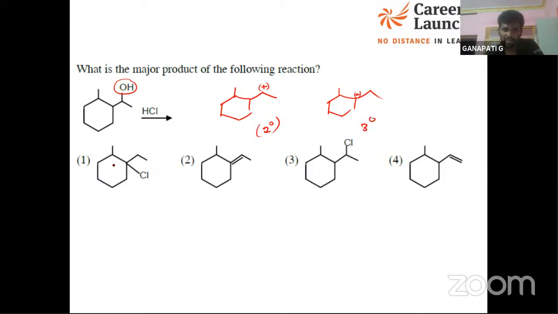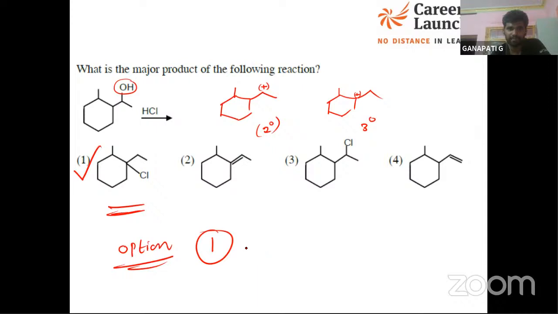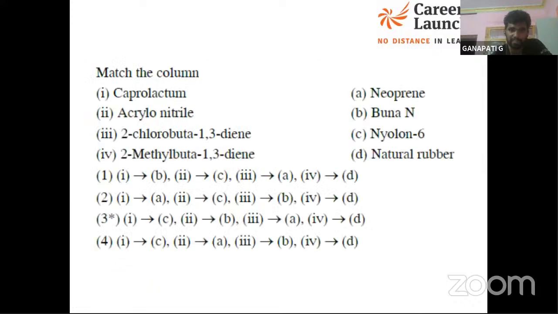So the chlorine will attack on this. So the right answer is the first one. Option 1 is the perfect answer for this, because of stability of carbocations. Hope everyone is aware of it and everybody got it correct, I think.